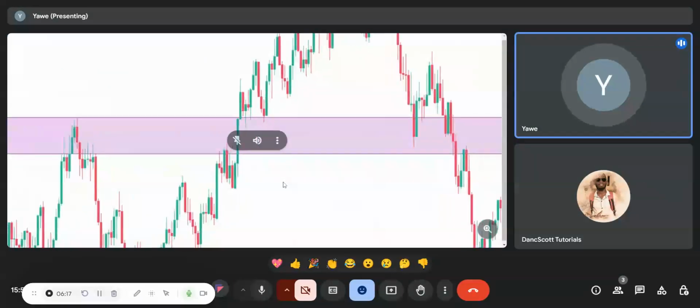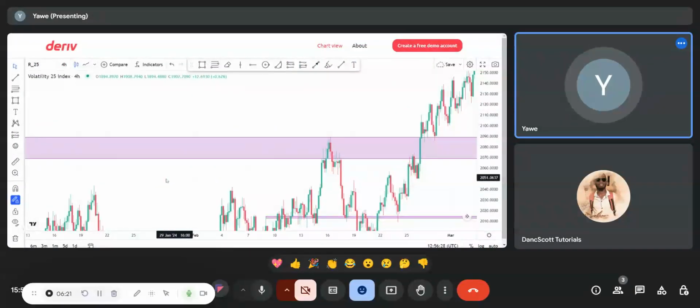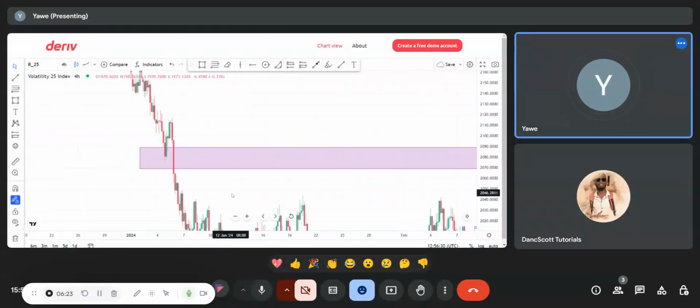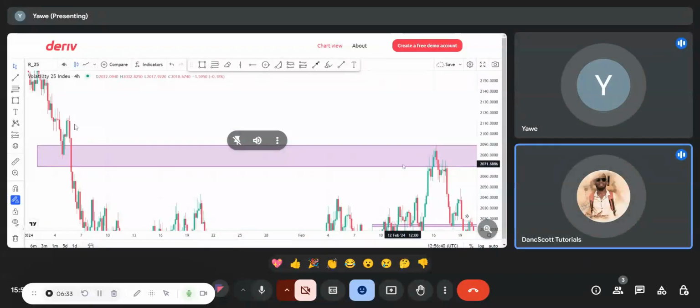So now let me understand this better. Now this fair value gap, the reaction initially here, it was bullish, isn't it? Where? That it was bearish. It was bearish. So it means there was an imbalance in the market, like what I told you. There was an imbalance in the market.